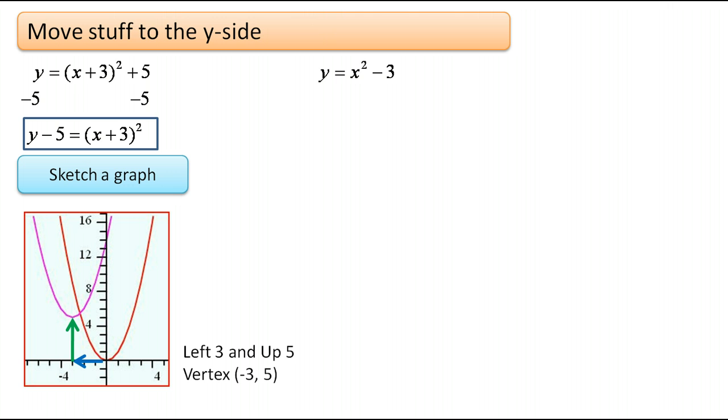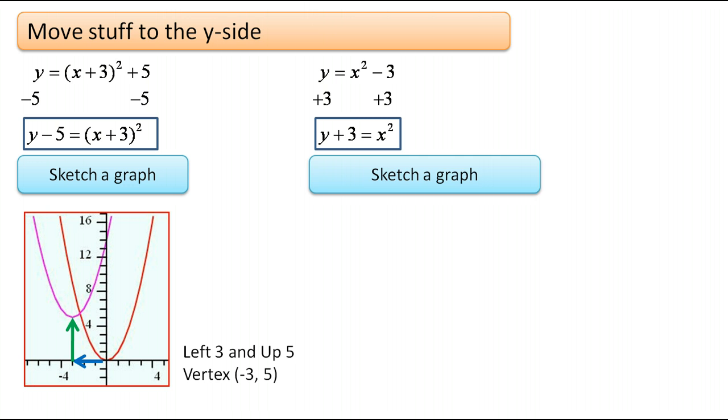In another example here, we have y equals x squared minus 3. And this minus 3 doesn't really belong on the side with the x because it's not being raised to the second power. If it were in parentheses, like this plus 3 is over here, then it belongs with the x. But in this case it's not, so we need to move it over with the y again. So I'm going to add 3 to both sides. When I do that, I'm left with y plus 3 equals x squared.